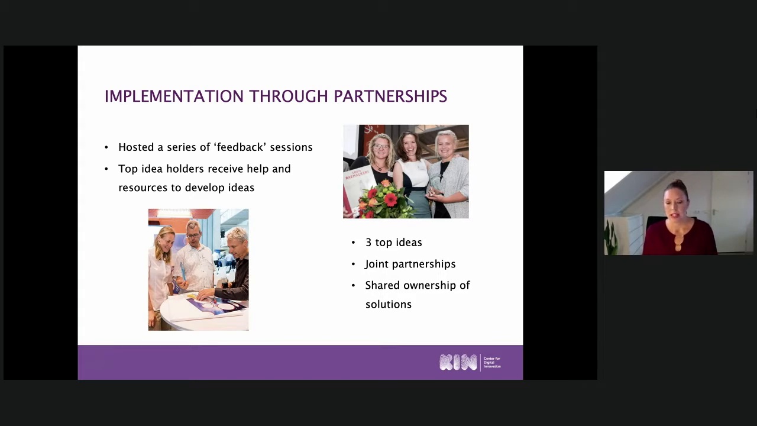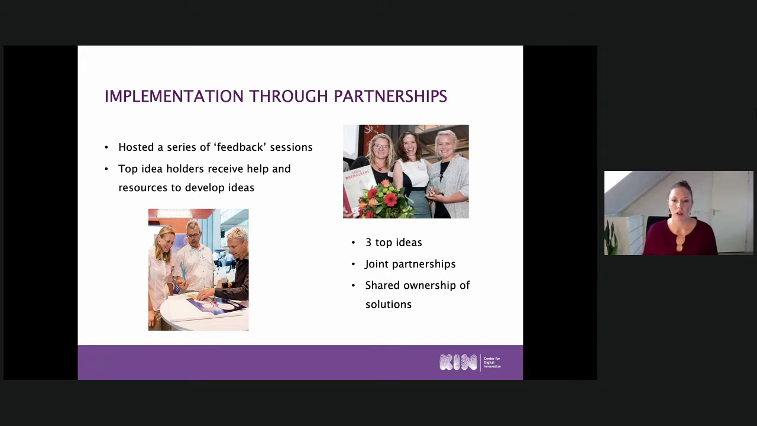So what they did is they decided to actually co-create with the top 20 idea holders in a series of feedback sessions where idea holders would present the development and the progress of their ideas. And they would actually get feedback from the partner organizations, also resources. So sometimes this involved helping each other create a business plan.